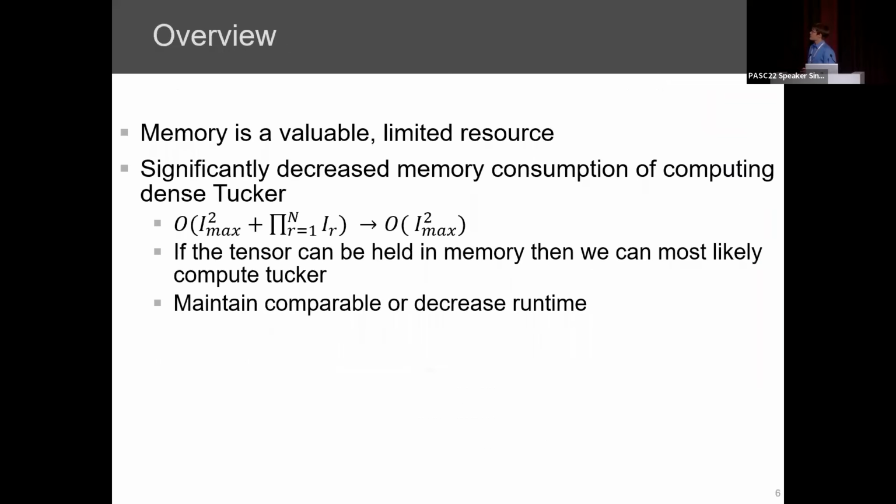As a quick overview, to reiterate, memory is a valuable resource, and we're going to significantly decrease the memory consumption of computing dense Tucker from the square of the largest dimension plus the product of all dimensions to just the square of the largest dimension.